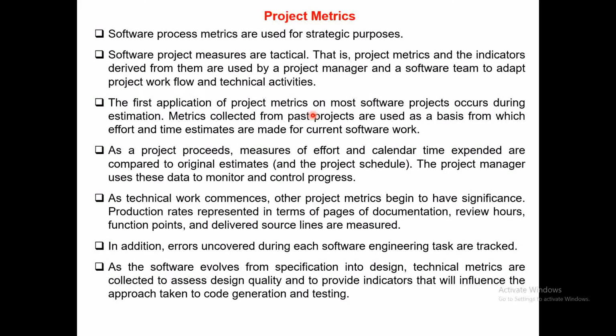And calendar time expended are compared. Calendar time is the actual number of hours, compared to the original estimates. Then the project manager uses this data to monitor and control the progress. Now obviously, if we are lagging in the process, then depending upon this set of information, the project manager can take corrective action.